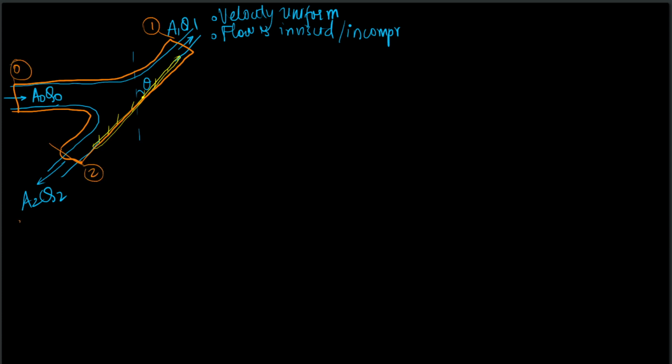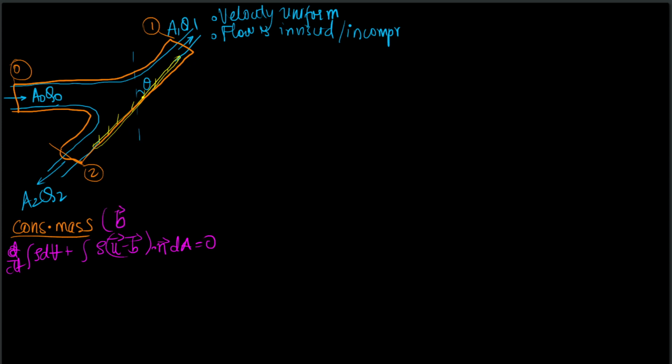So conservation of mass, let us write down. So d/dt of integral rho dV plus integral rho (u minus u_b) dot n dA equal to 0. So now the control volume is stationary and it is not deforming, the flow is steady, so this is 0. So essentially this boils down to integral rho u dot n dA is equal to 0.